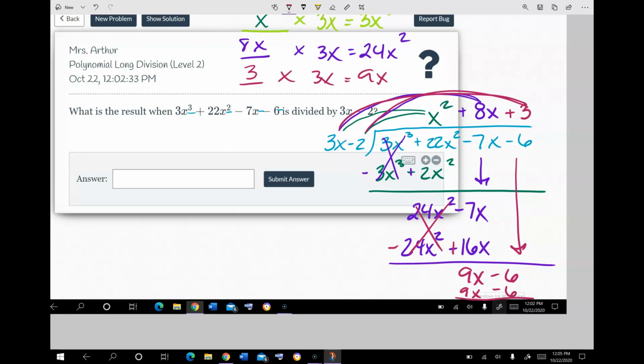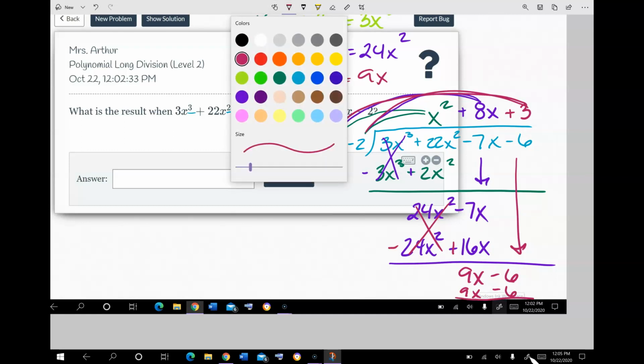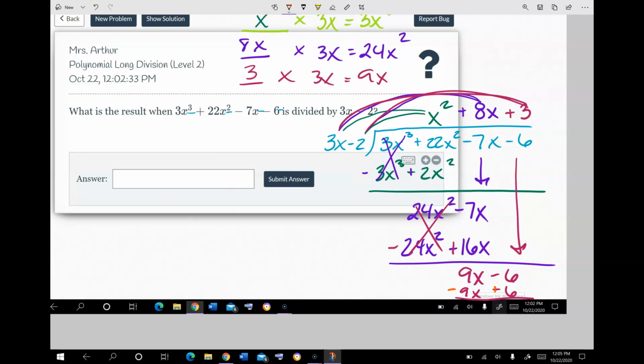Draw your line. Now we need to change the signs. So this goes to negative, this goes to positive. Well, that cancels out, and so does that. So we have a remainder of 0. So your answer is just what's on top. So my answer is x squared plus 8x plus 3.